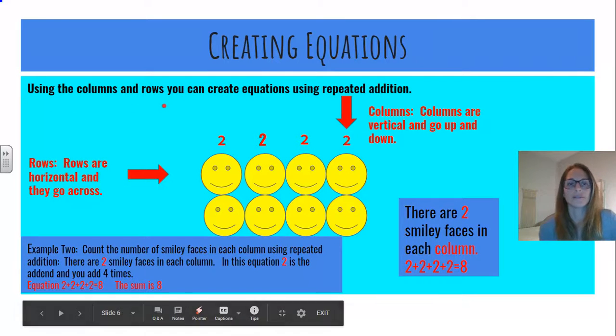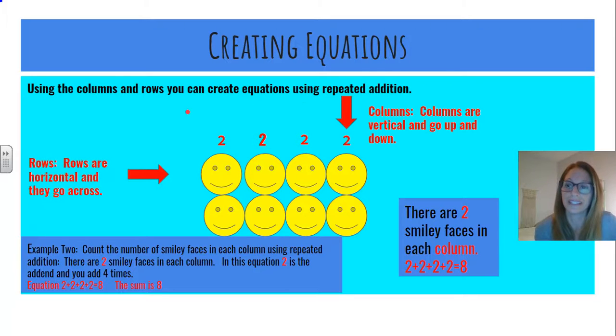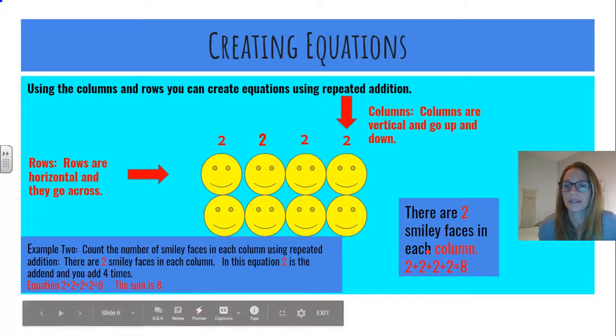So using the columns and rows, you can create equations using repeated addition again. And at this time, we're going to be looking at the columns. So how many smiley faces do we have in each of those columns? We have 1, 2. So I would put 2 here, a 2 here, a 2 here, and a 2 here. How many 2's do I have? How many times am I going to need to add 2? So there are 2 smiley faces in each column. So my number sentence or equation is going to be 2 plus 2 plus 2 plus 2, which is equal to 8.